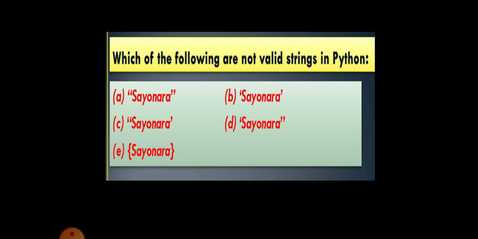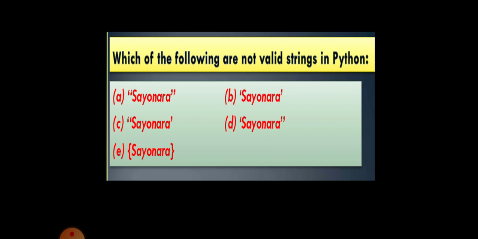The first string is valid because all the characters, that is SAYONARA, are enclosed in double quotes. So it is valid. Look at the second one. The second one is also valid because it is enclosed in single quotes. Both are considered to be strings in Python.